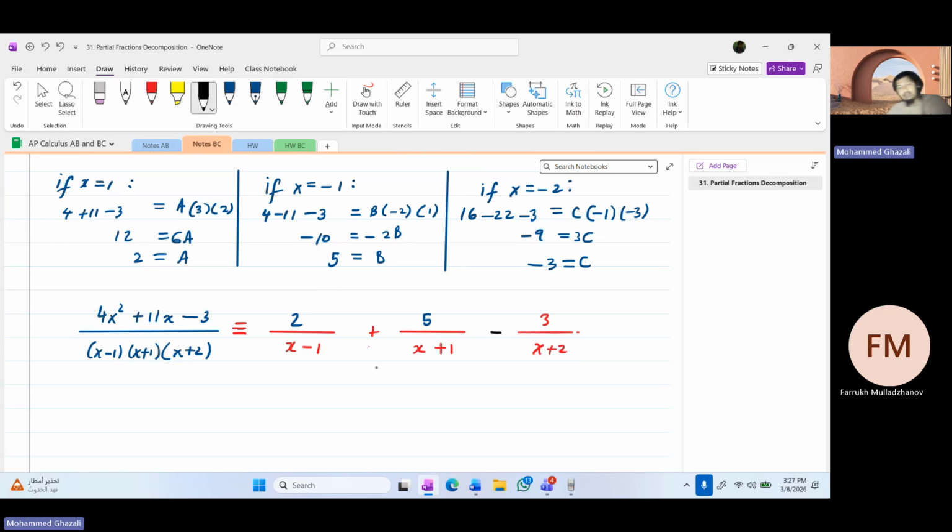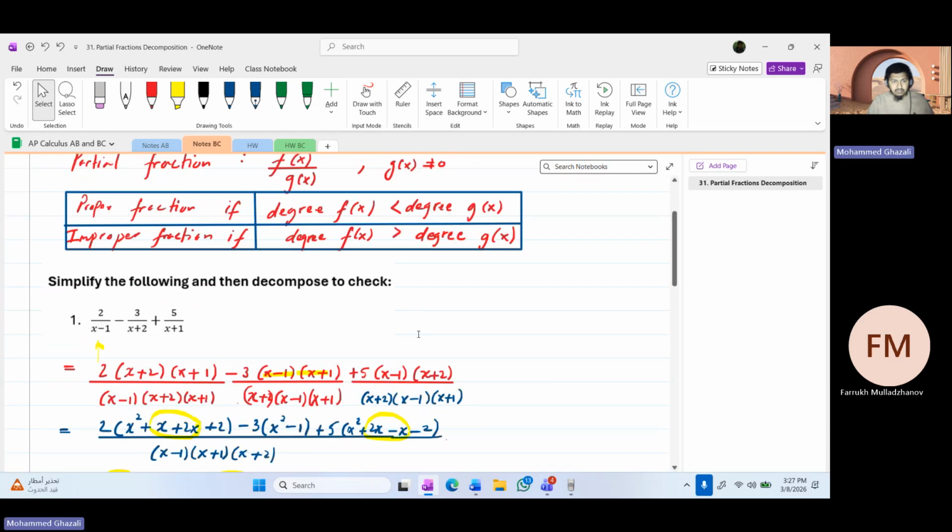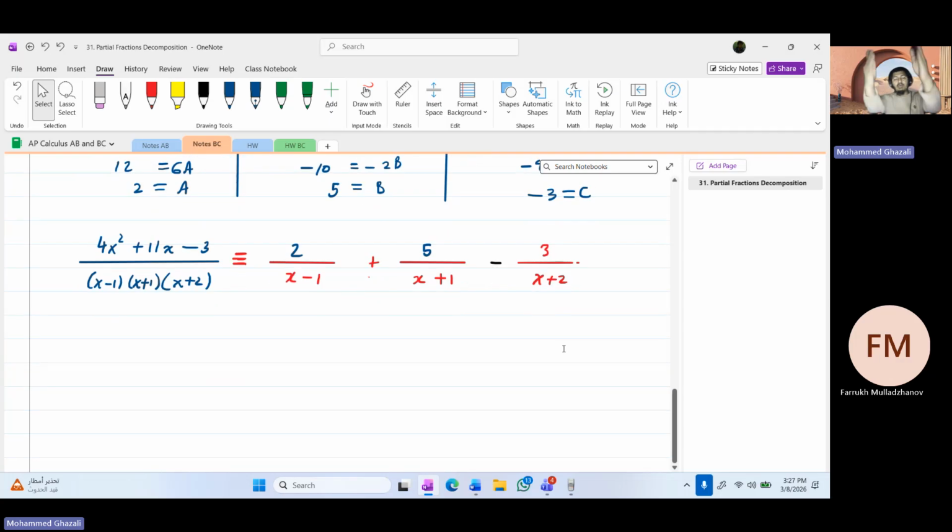Now, was this the question? 2 over x minus 1. Let's go and check. Let's compare it to what we had. 2 over x minus 1 minus 3 over x plus 2. Yep. And 5 over x plus 1. So there, we have decomposed it. Are we good, guys? Right, Farooq? Yeah, great. We have decomposed it.